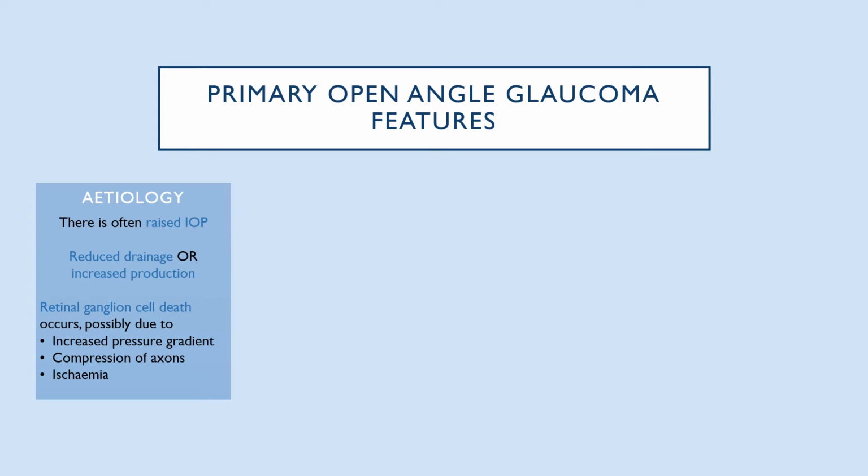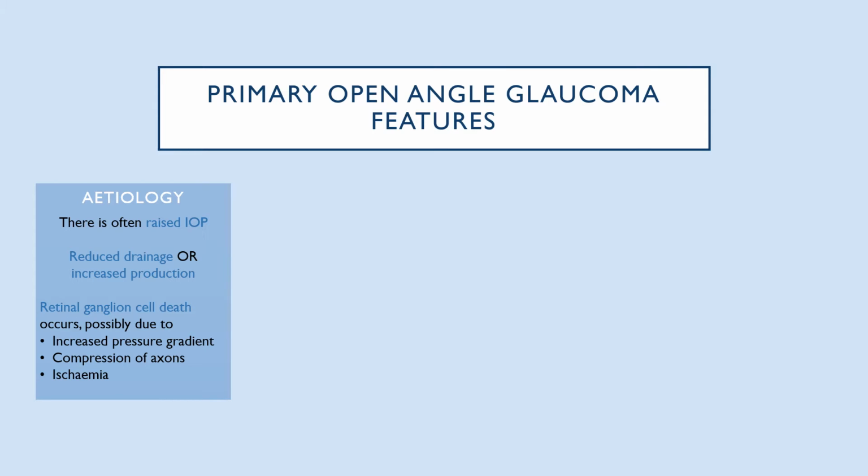So we'll start by looking at primary open-angle glaucoma. As previously mentioned, glaucoma is characterised by raised intraocular pressure. We know that the intraocular pressure is maintained through homeostasis of the aqueous humour. Therefore, we can say that primary open-angle glaucoma is caused by either the reduced drainage or increased production of the humour. It's important to say that obviously the angle is open. This is compared to acute angle closure glaucoma, which we'll go on to talk about a bit more later.